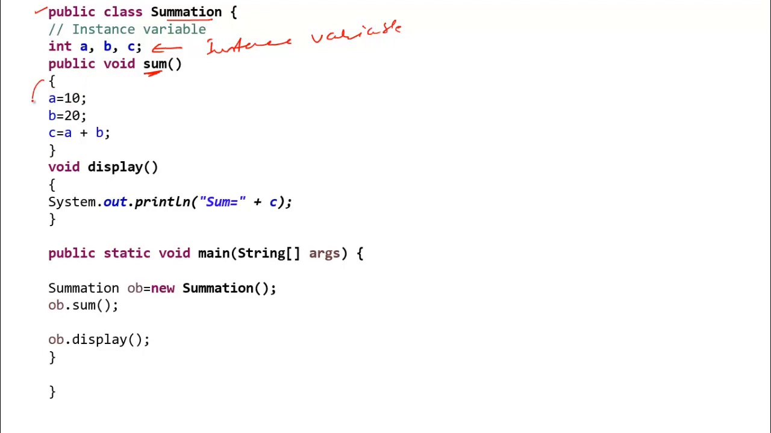Inside the curly braces, you see the code written here: a equal to 10, b equal to 20, and c equal to a plus b. Now there is another method, void display.